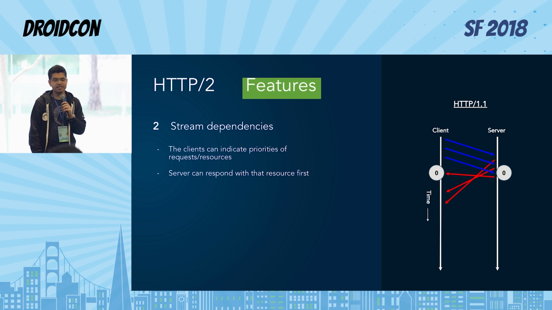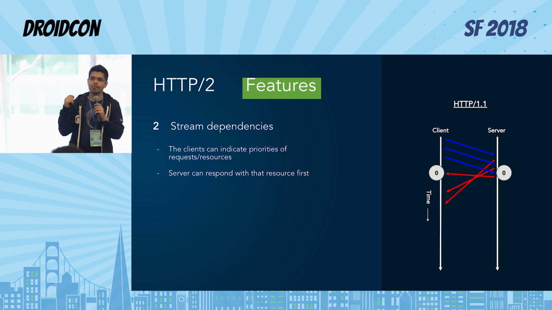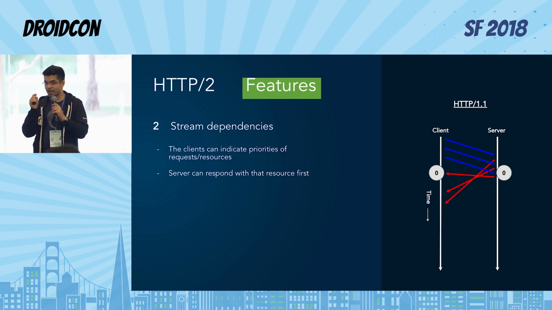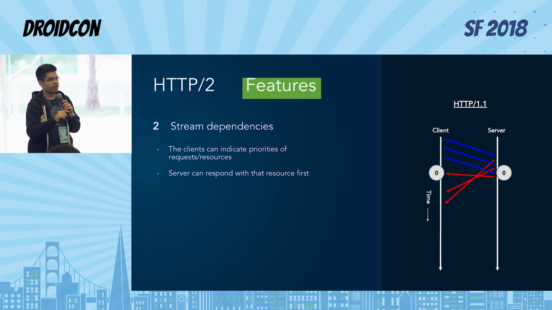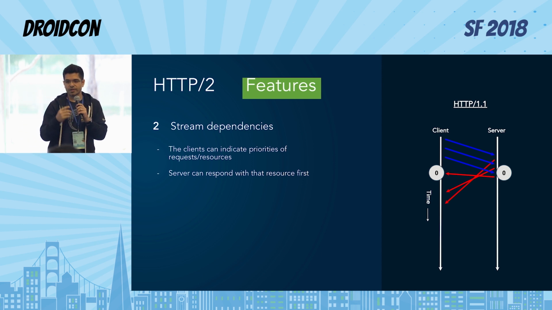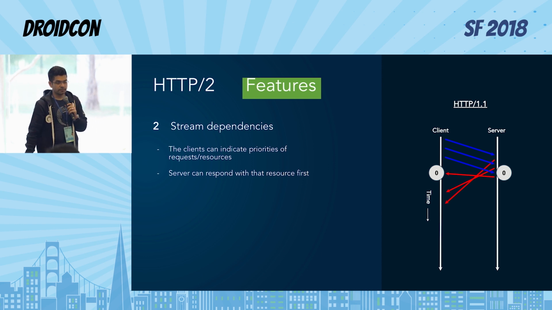Next would be stream dependencies. So now when you are making multiple requests over one single TCP connection, you might want to give priorities to one of the resources or requests. So you can make another request and say, this is the resource I want to be delivered first. So the server, instead of sending everything in a random order, honors that priority that you have set and sends down the resources that you have requested as a priority.